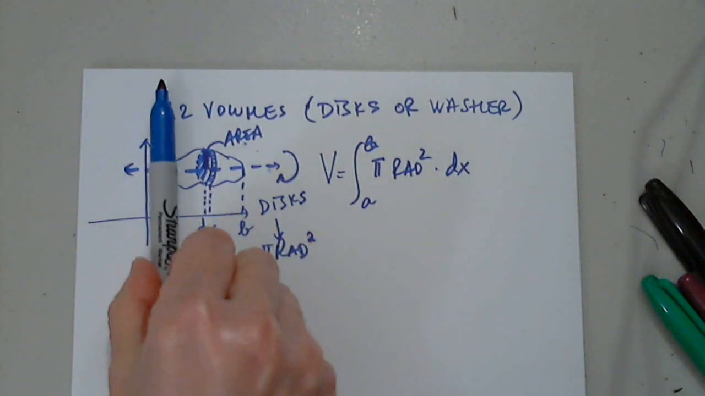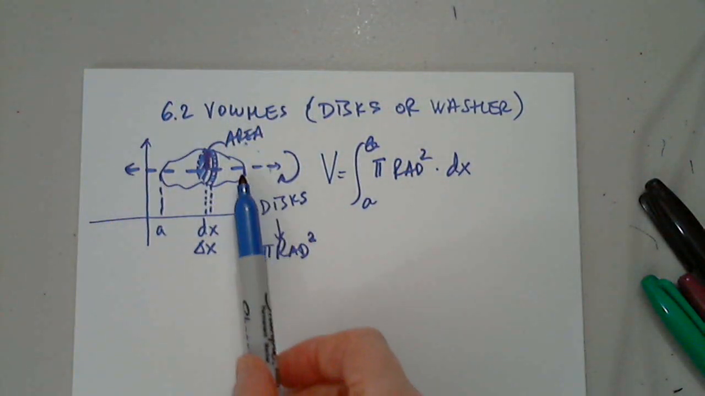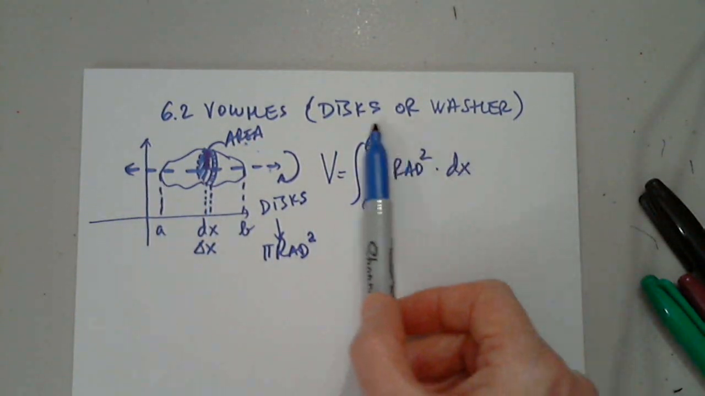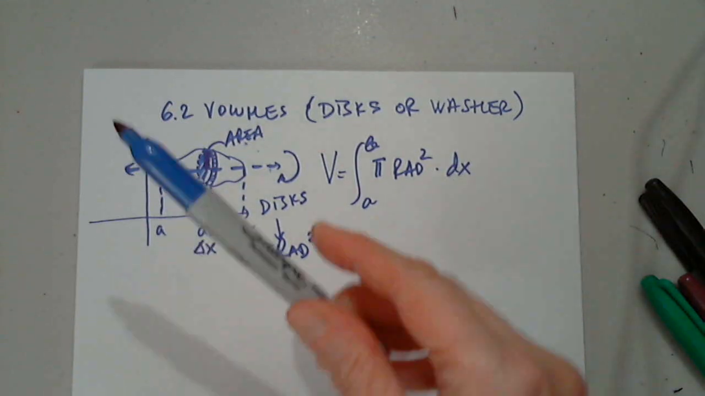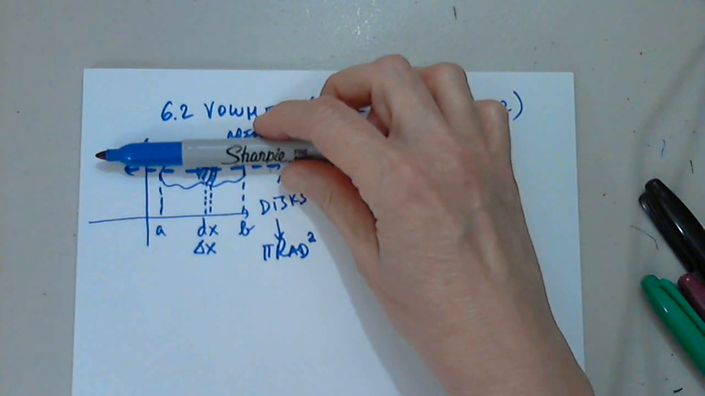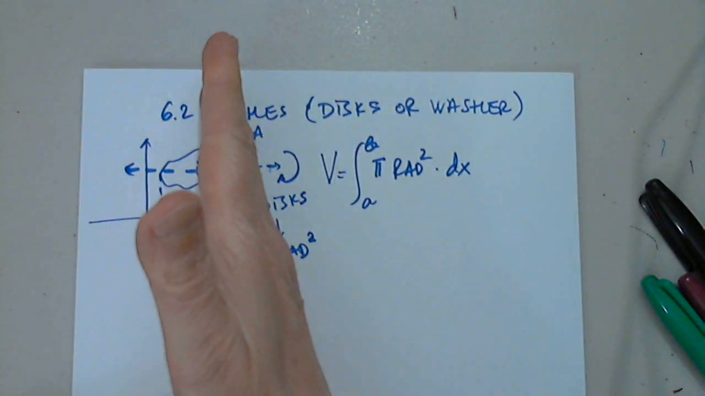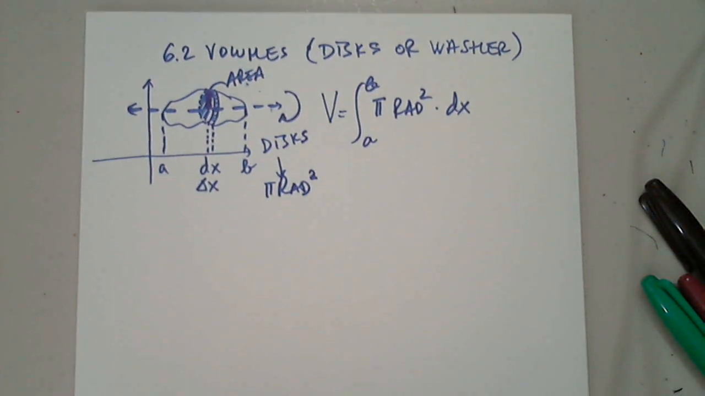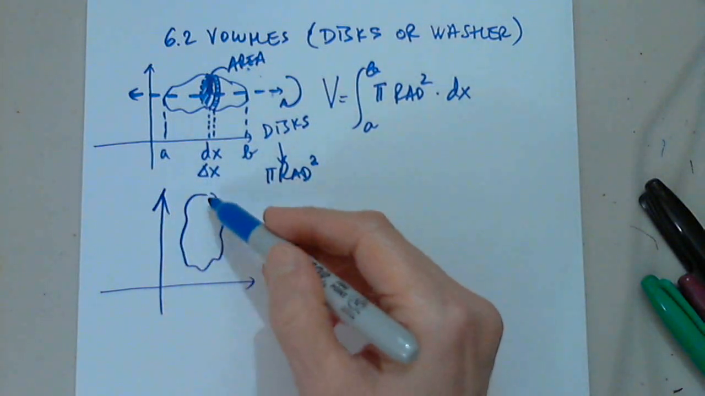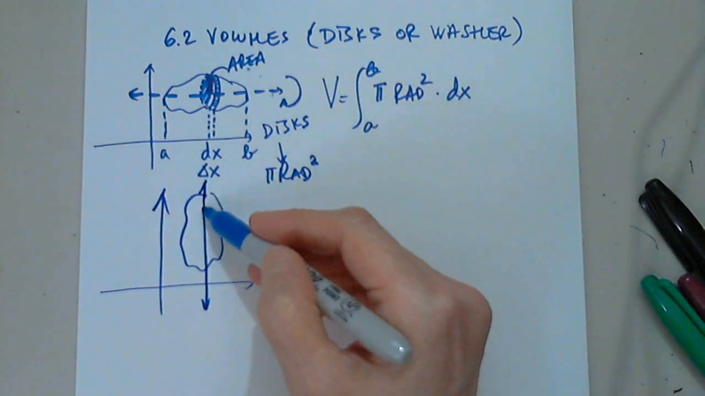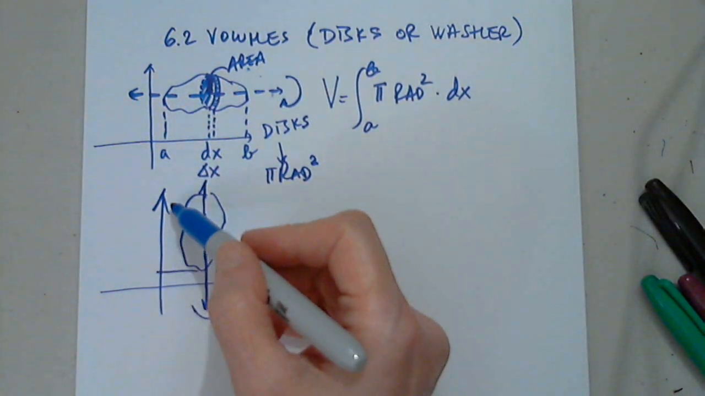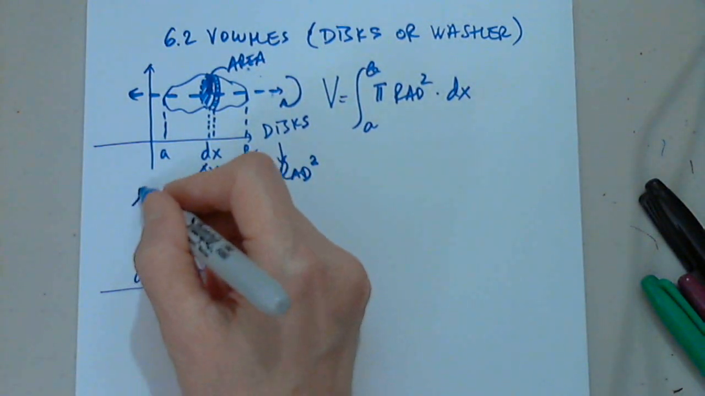Since we sweep the entire volume with tiny disks from left to right, from a to b, this will be the entire volume of the solid, rotating it with respect to a horizontal axis, which means, again, imagine that we are cutting it in small slices from left to right. Okay, what happens if the scenario now is in this way, and this is the axis, and we are rotating it with respect to a vertical axis from a to b.